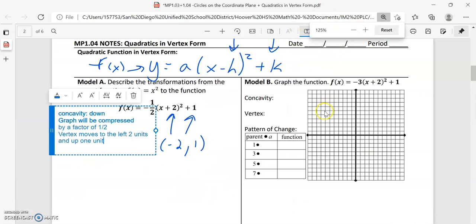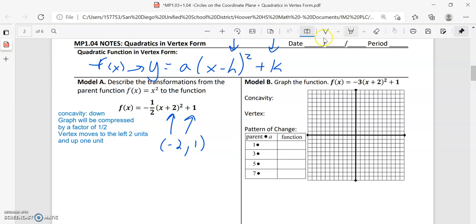Okay. Next question, we have an equation. It wants us to graph it. It also wants us to detail the concavity and the vertex and find the pattern of change first. So I'm going to use my text tool. Concavity, it is negative, so it's going downwards. The vertex, it's just like the one over here, actually. Yeah, exactly, like the one over here. So our vertex is at -2, 1.